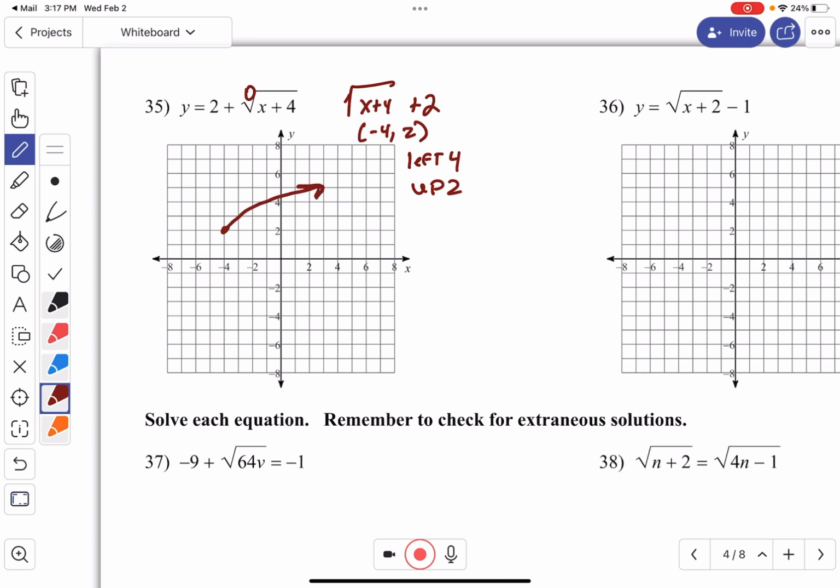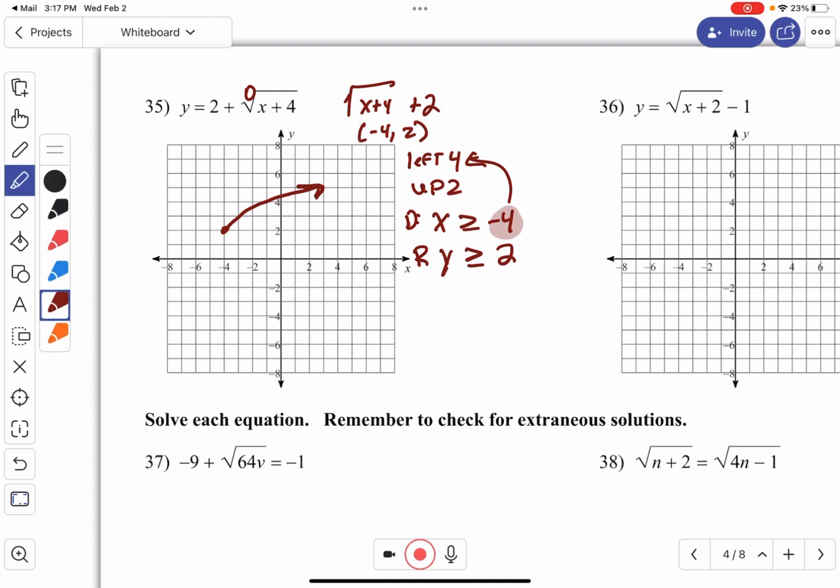Now it's square root. So now our x values for our domain are going to be greater than or equal to -4. That corresponds to that one. Our range, y values greater than or equal to 2. Again, you just kind of get this from right there, and this from right there.